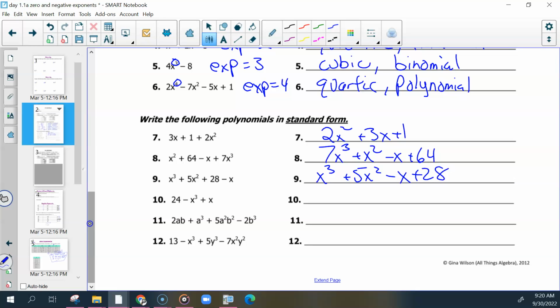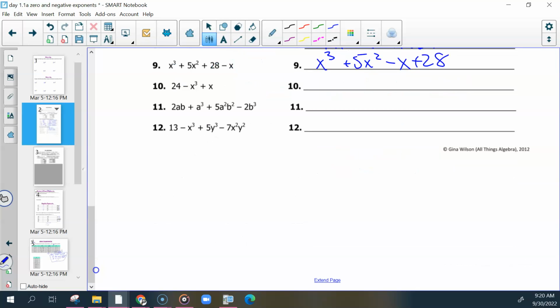Sometimes these will trick you. Sometimes they'll have like x to the third and then x and then a constant, or x to the fourth and then x squared and then a constant, or whatever. Sometimes they won't have every single number. It's still whatever would come next. Whatever is the lowest next. All right, number 10, what would go first?